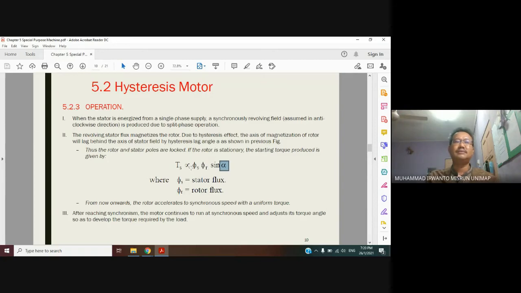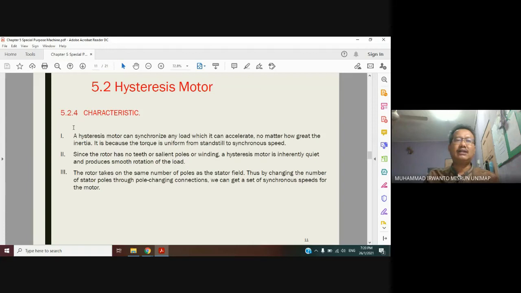Now the characteristics of the hysteresis motor. A hysteresis motor can synchronize any load which it can accelerate, no matter how great the inertia. It is because the torque is uniform from standstill to synchronous speed. Since the rotor has no teeth, salient poles or winding, a hysteresis motor is inherently quiet and produces smooth rotation of the load.